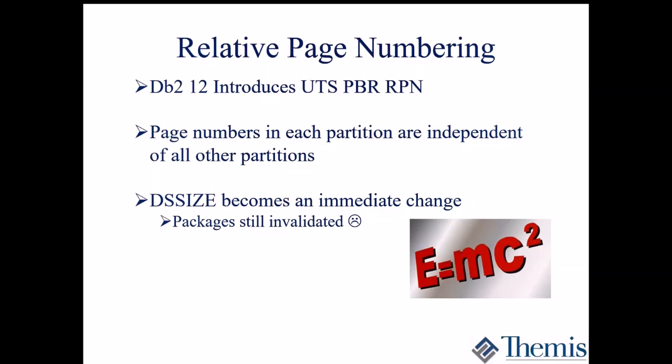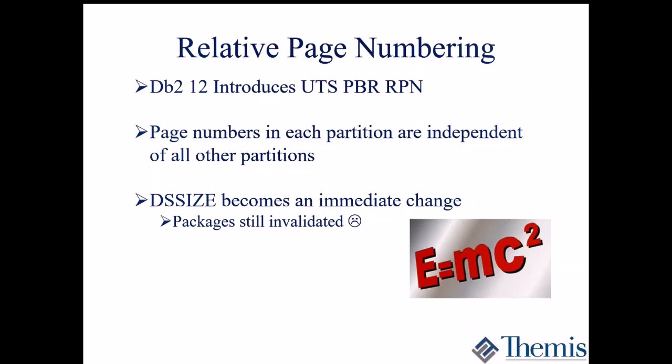The DSSIZE, the maximum theoretical size of a partition, now becomes the maximum theoretical size of an entire tablespace prior. So each partition can now use all the addressable pages for what used to be the entire tablespace. There are some costs and benefits of that. The side effect that I'm interested in discussing here is that the DSSIZE, which used to be a deferred change that required a reorg to sort out all the page numbering, if you're a relative page numbering tablespace, is now an immediate change with no side effects other than you can go bigger.